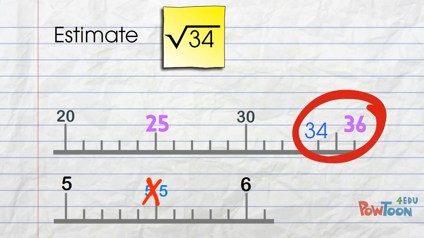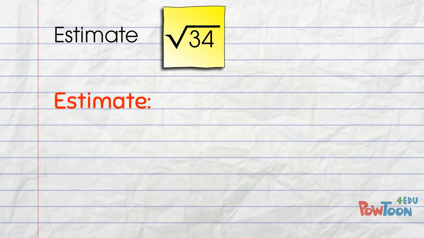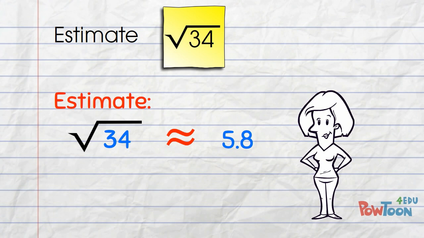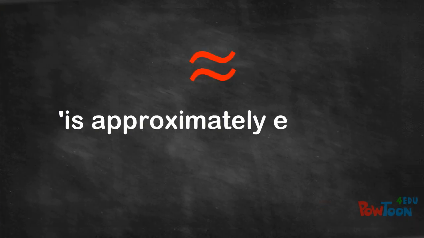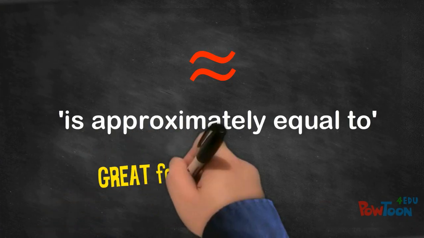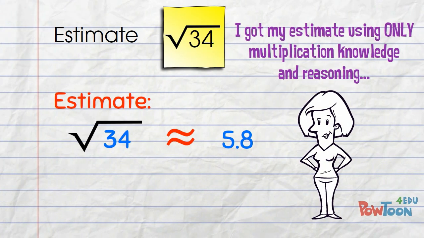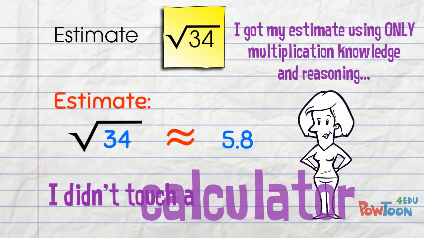Okay, 34 is very close to 36, so here's my estimate. The square root of 34 is approximately equal to 5.8. That's between 5 and 6 and very close to 6. This math sign means is approximately equal to, and it's great for use in an estimate statement. And I got to my estimate using only multiplication knowledge and reasoning. I didn't touch a calculator.